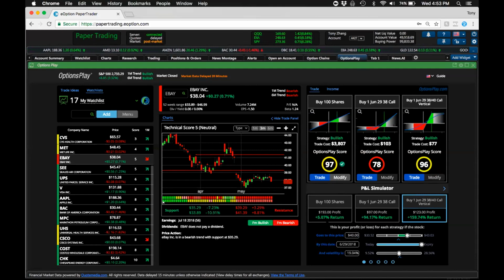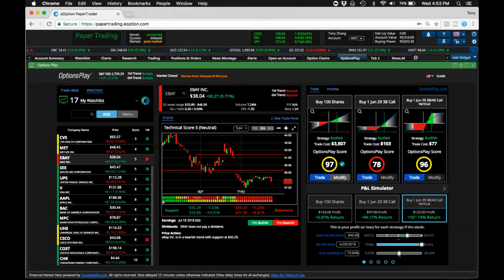If I bought the stock, I make a 5% return. If I bought the call option, I make a 94% return. If I bought the spread, I make a 159% return. So if you're brand new to options, this is designed to give you a starting point so that you can quickly start looking at some strategies and comparing them and deciding, if the stock goes higher, am I going to get the return I want? If the stock goes lower, am I risking more money than I want to?